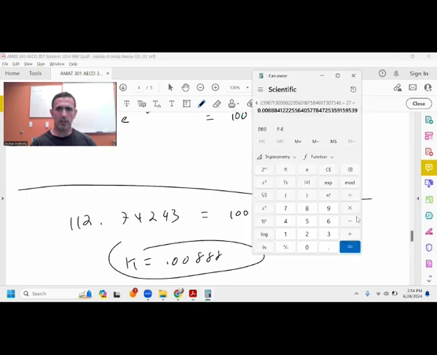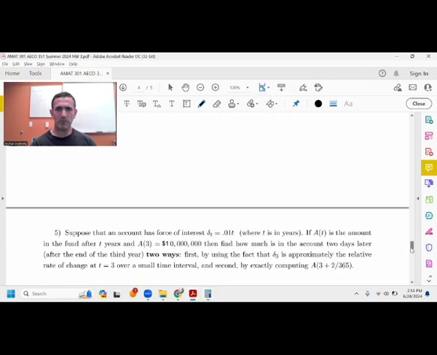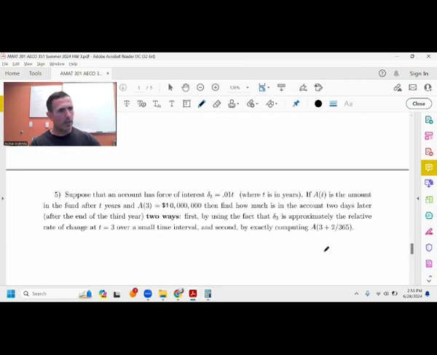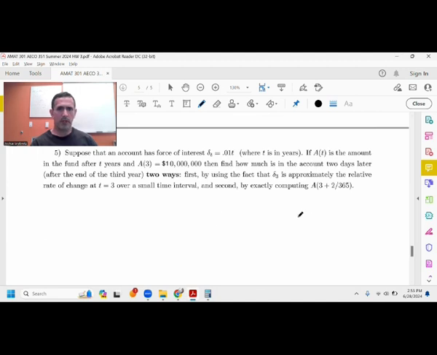All right, so just check: times 27 over 2, raised to the e, times 100, gives 112.74. So it checks out. Okay, last but not least, figure out how much is in the account 2 days after 3 years using 2 different ways.